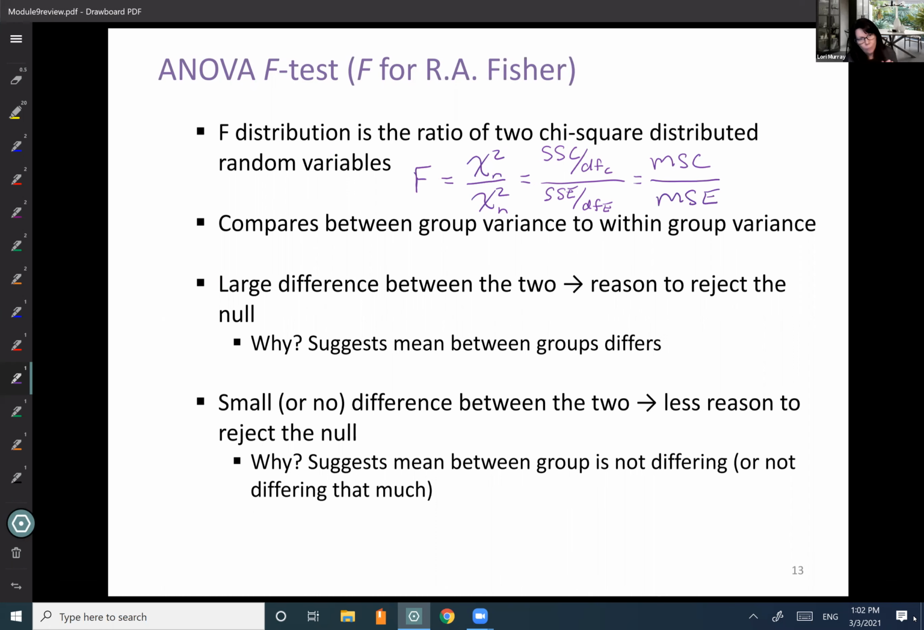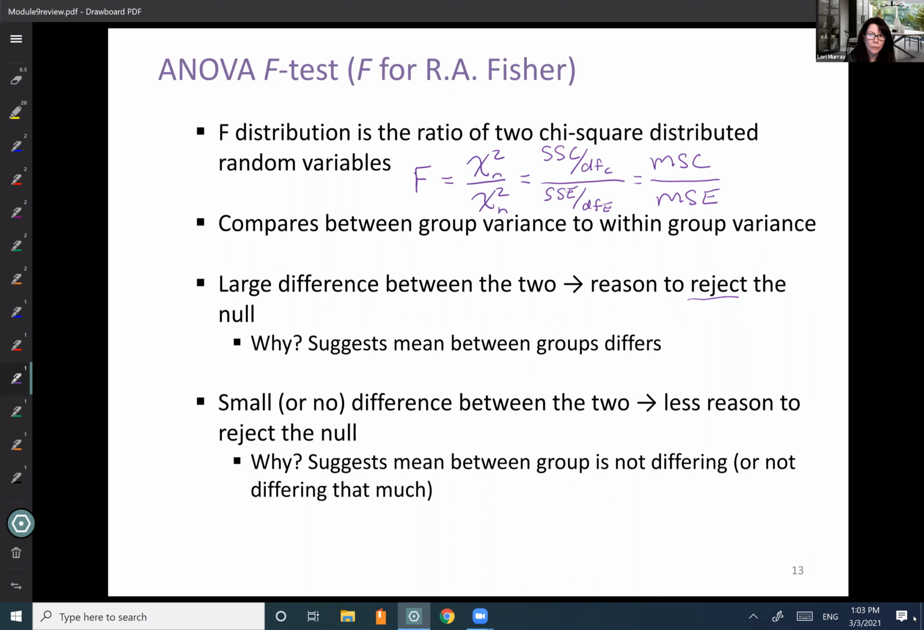All right. What we're doing when we have this ratio is comparing the between group variance, which is the numerator, to the within group variance, which is the denominator. If there is a large difference between the two, then we have reason to reject the null hypothesis. Why? Because this suggests the means between the groups differ. They're different.